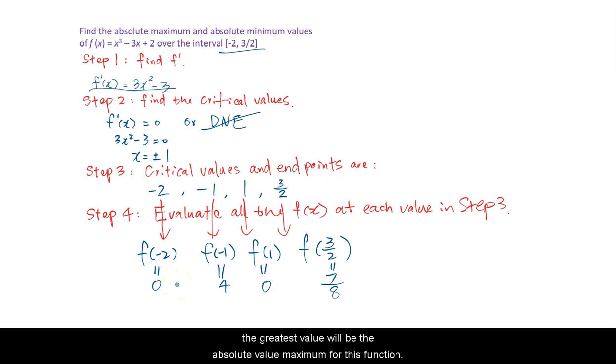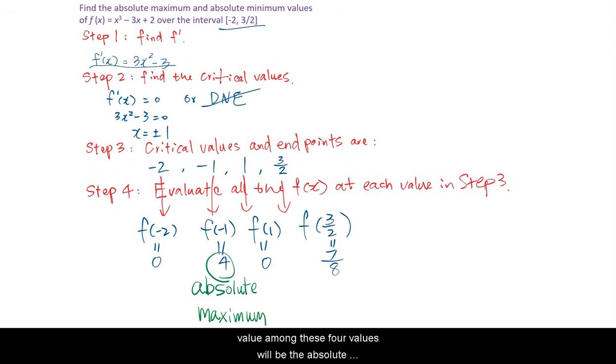Among all these values, the greatest value will be the absolute maximum for this function. So 4 will be the absolute maximum. And the smallest value among these 4 values will be the absolute minimum for this function. So we have 2 zeros. Basically, 0 is the absolute minimum.